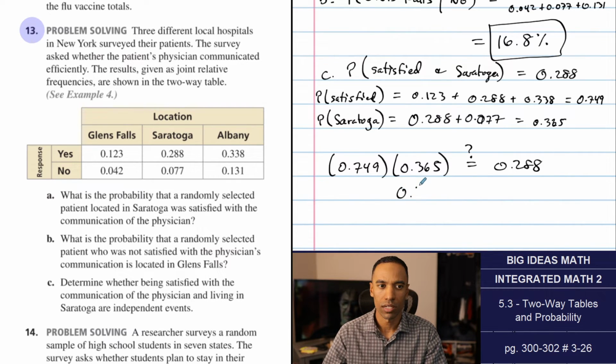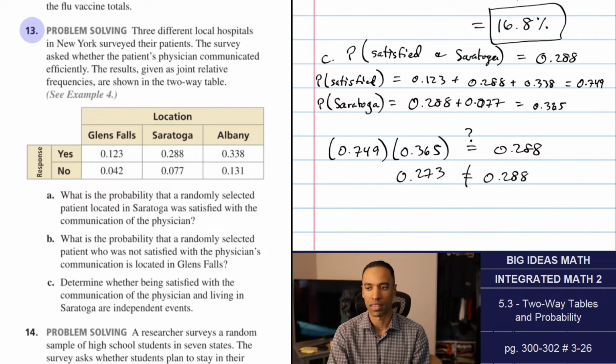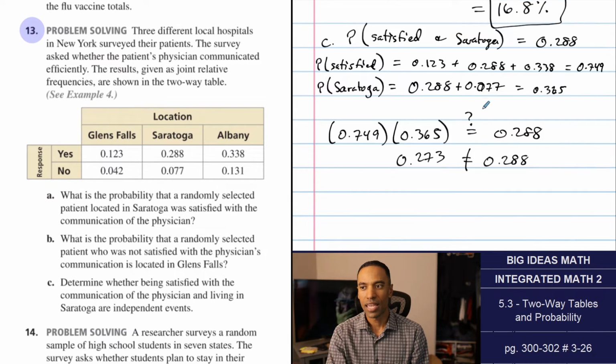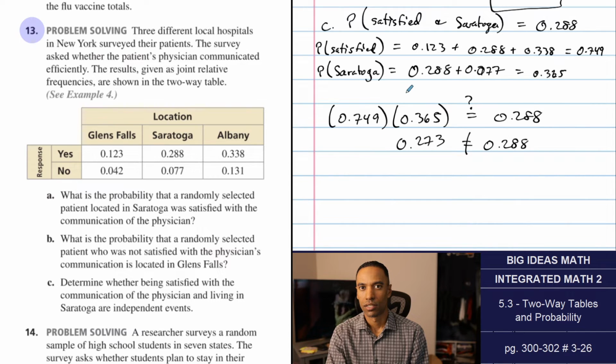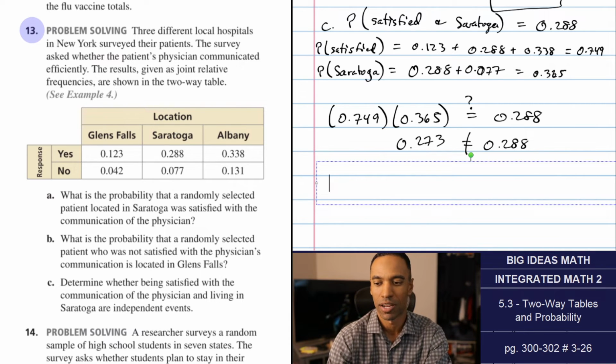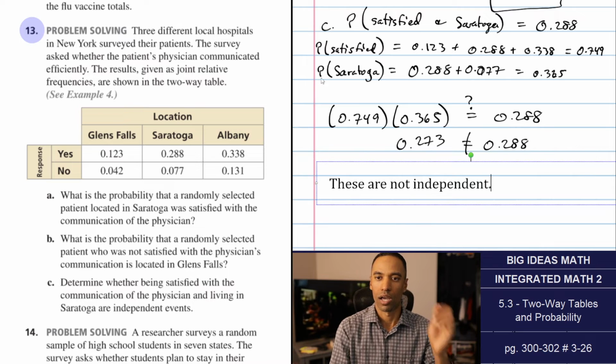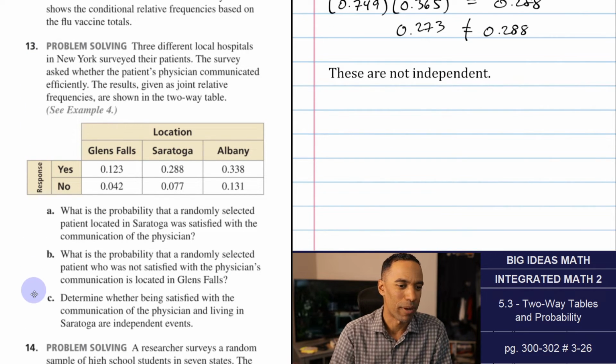So 0.273, that's not the same as 0.288. Close, but not close enough. I think we'd have to round approximately to 3 decimal places to make that the same. So are these independent? No, these are not independent. I was trying to decide whether to say independent or dependent. These are not independent. Okay, all right. But anyway, dependent there.